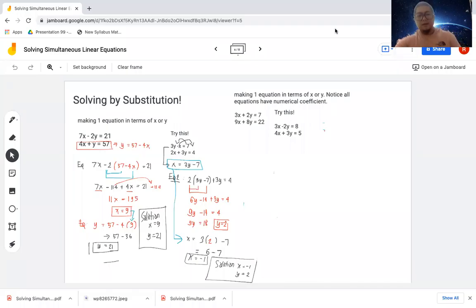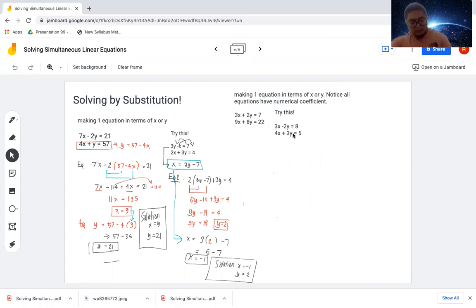All right, once again, this is the continuation of our discussion last time. And like I promised, we are going to discuss this particular exercise that I asked you to answer. Okay, so again, we are going to make an equation in terms of either x or y. So in this particular problem, what we need to do is to change one of the equations.